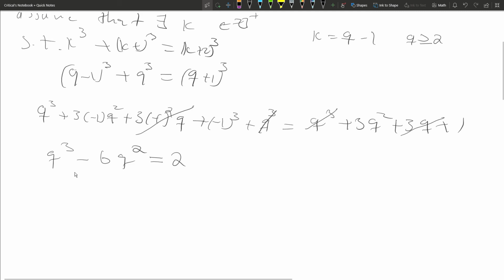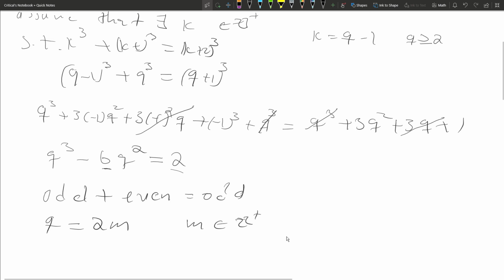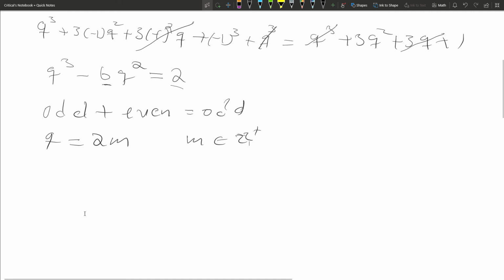if q is odd, then q cubed is going to be odd, and 6q squared is going to be even, since we're multiplying by an even number, and then we're getting 2. But we know that odd plus even is always odd, right? That's not the case here, so q has to be an even number. So q is 2 times m for some positive integer m.